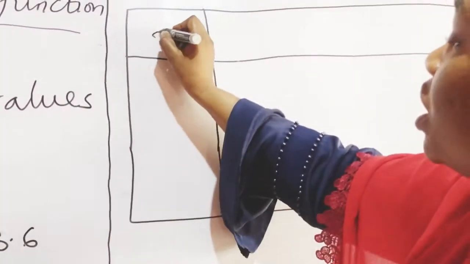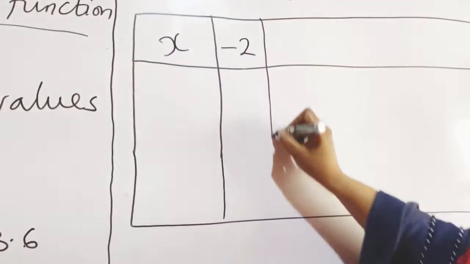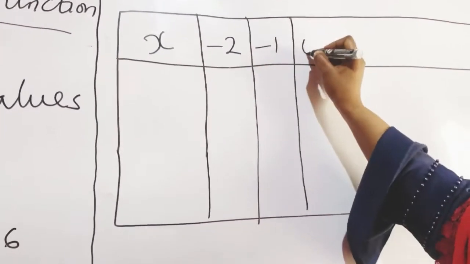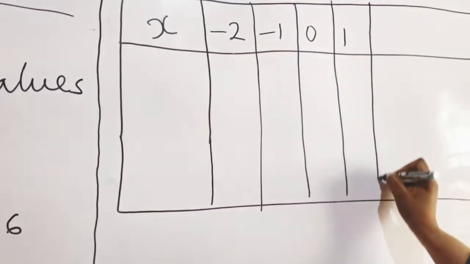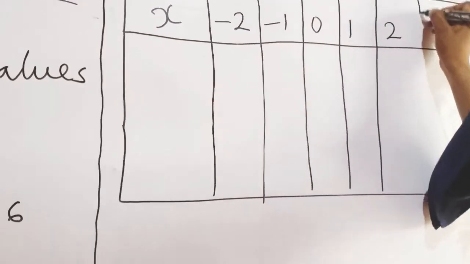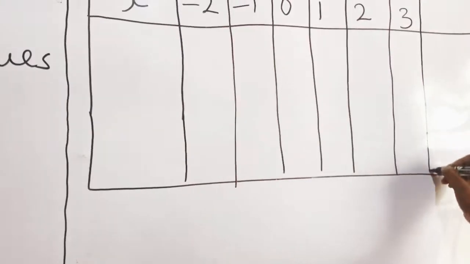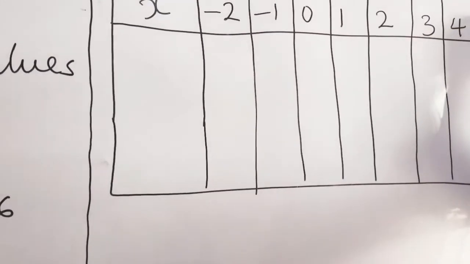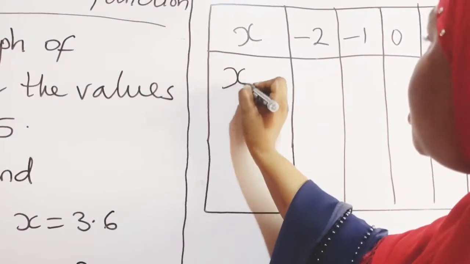So when x is equal to -2, -1, 0, 1, 2, 3, 4, and 5.